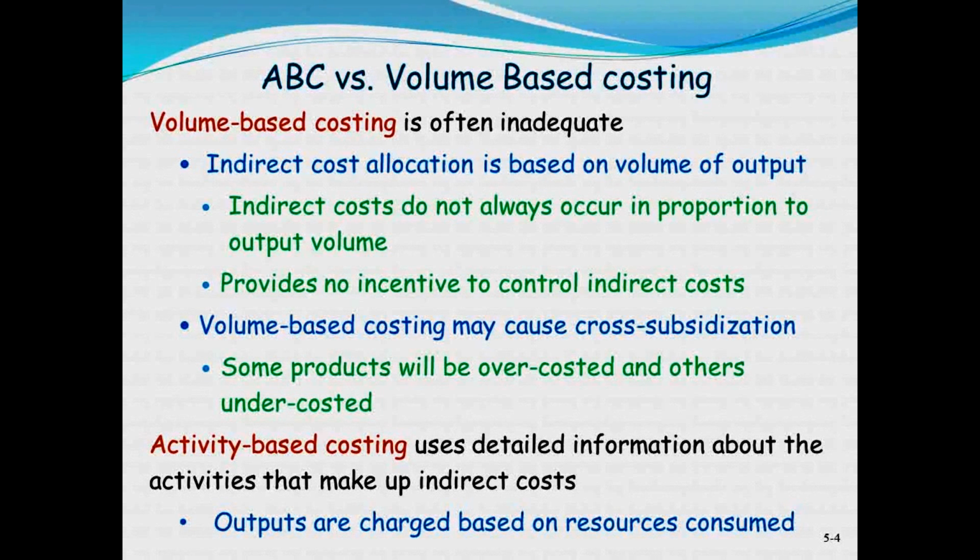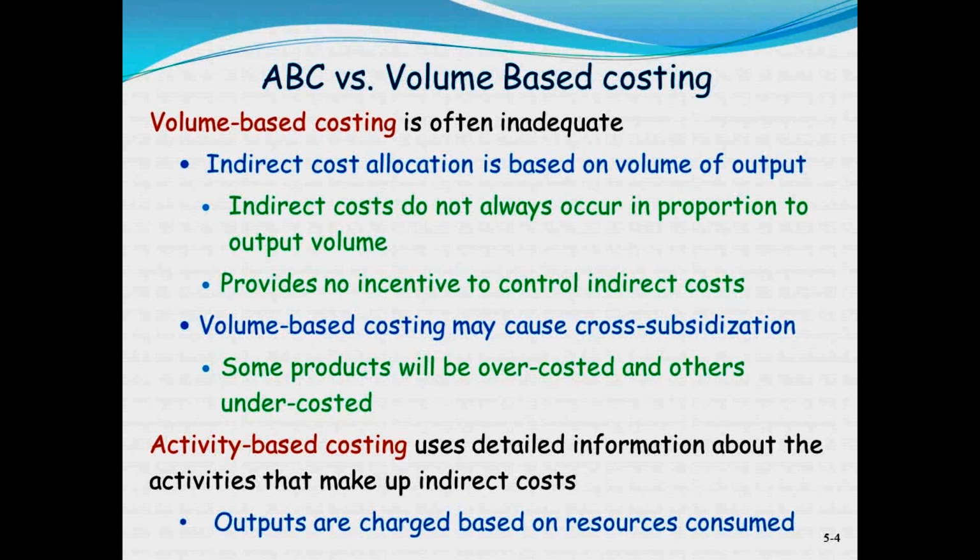If you have a high-end product and a low-end product, it's quite possible you sell a lot fewer of your high-end product than your low-end product, which is mass-produced. But that high-end product requires more labor hours per unit just to get it right. If you use volume-based accounting that's proportional to output, the low-end product's going to pay disproportionately for the overhead. We'll see that again.